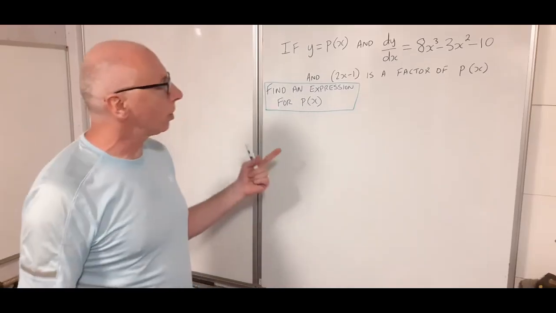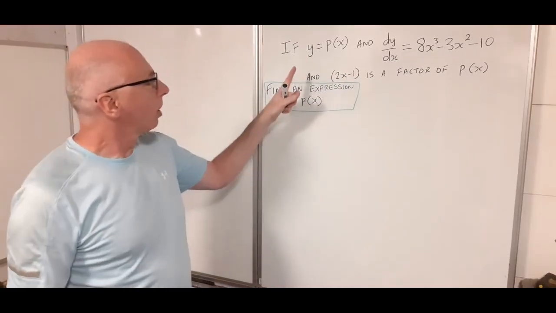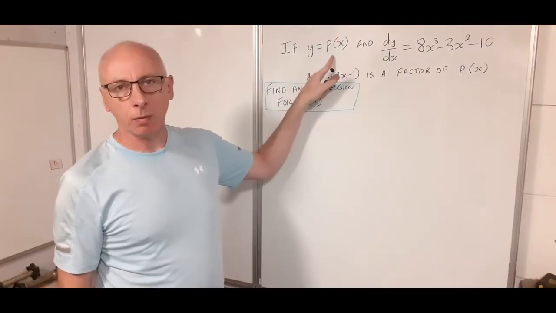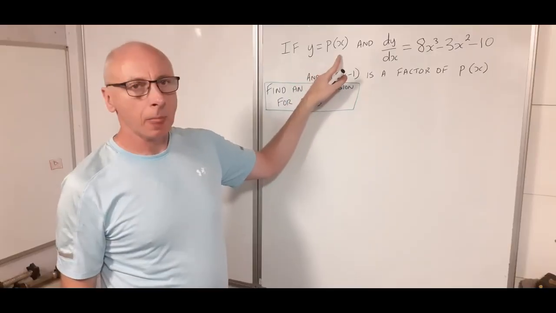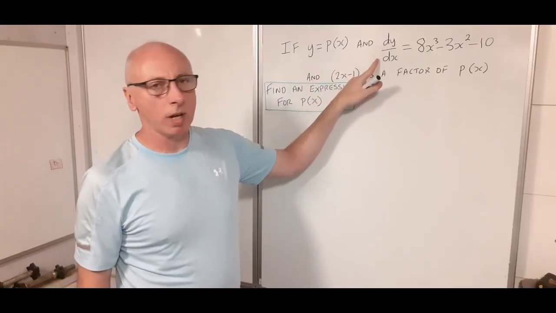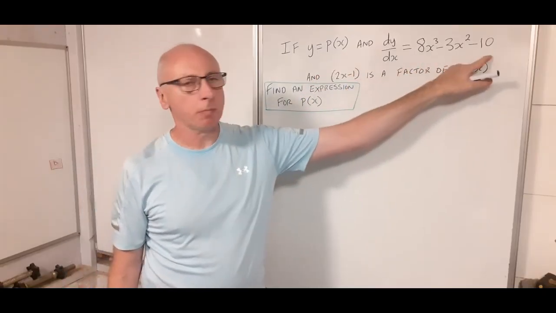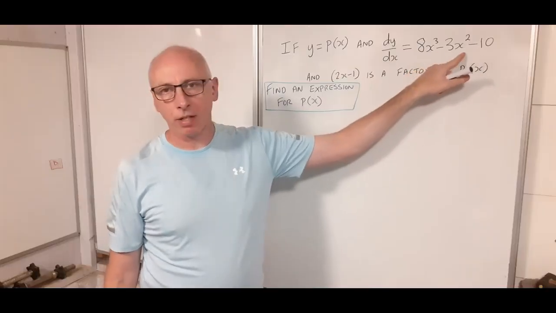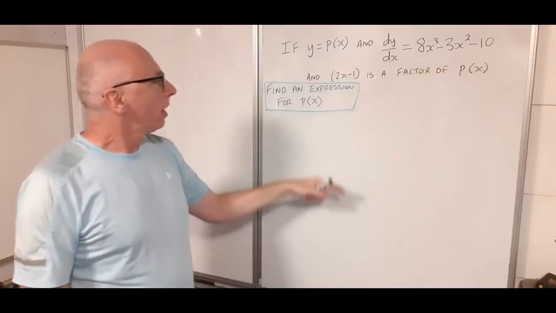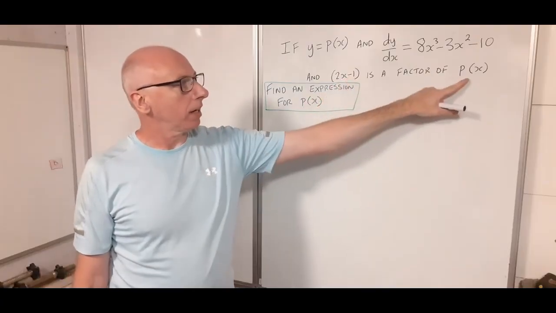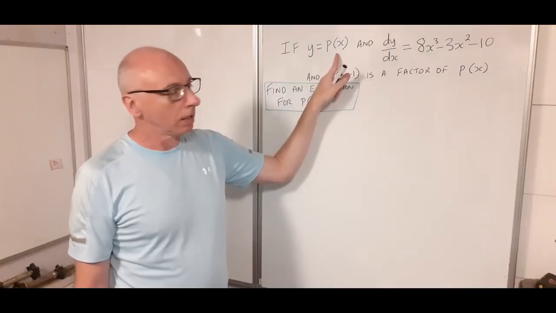So here we've got a question, quite a lot of information. We've got given that y equals this value, p is a function of x, so that's our y. And we're given this dy/dx, the derivative of y, which is given as this polynomial, 8x cubed minus 3x squared minus 10. And we're also given this extra bit of information: 2x minus 1 is a factor of this p of x.